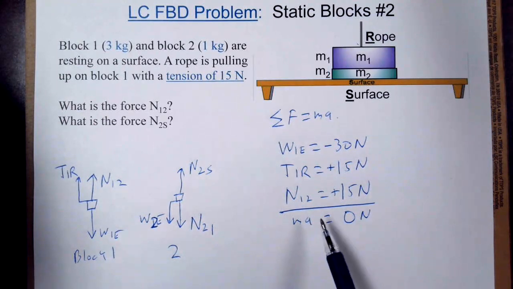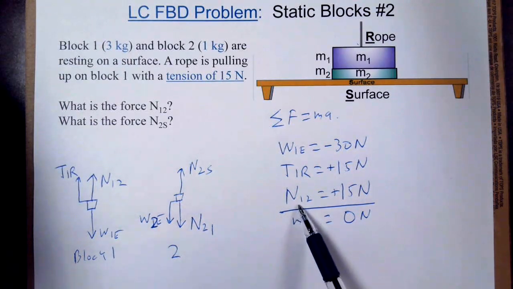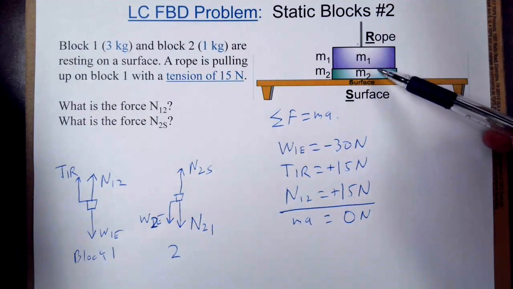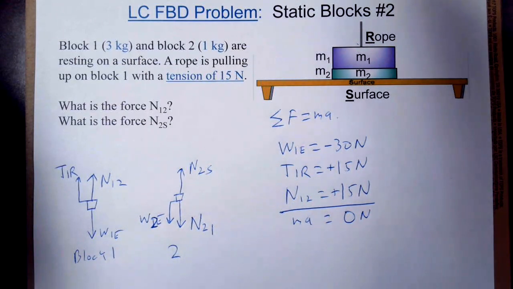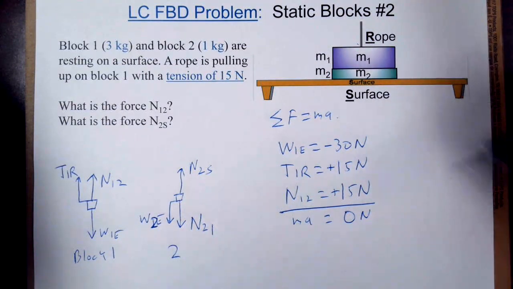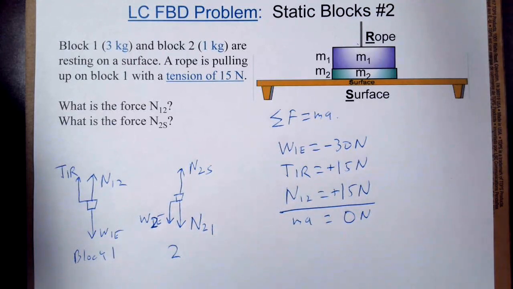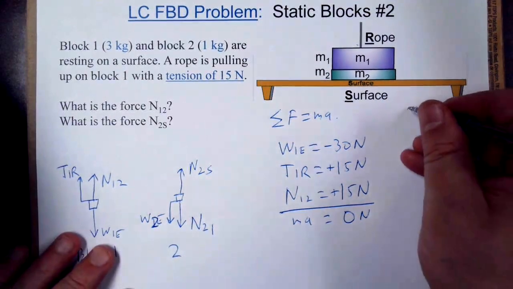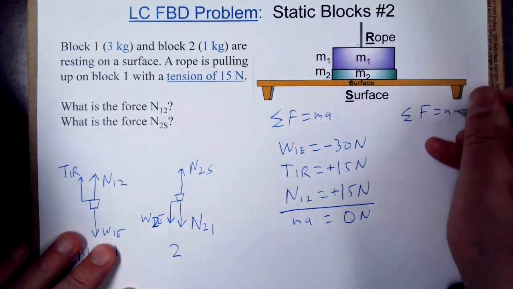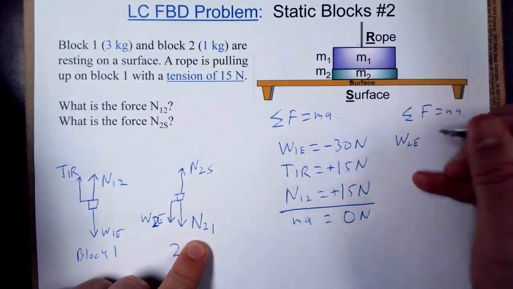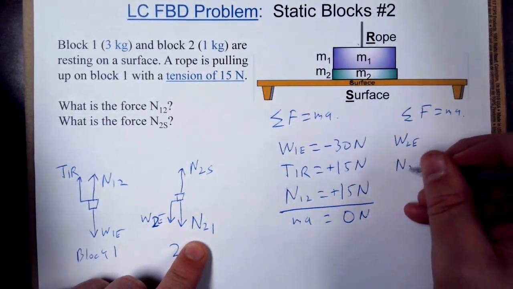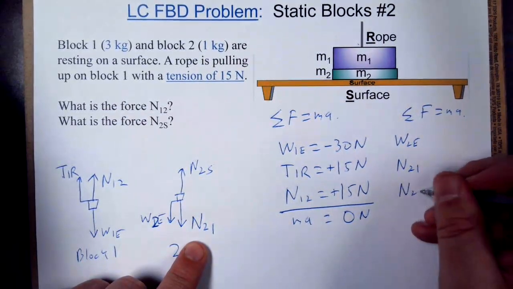Well, we can now use the third law of motion because we know that N_12, the force that block 2 is pushing up on block 1, is 15 newtons. So that means the force that block 1 is pushing down on block 2 is negative 15 newtons. So we know that right away. Now the only thing that we don't know is N_2s. So we add up all of our forces here for block 2. We have W_2e, we've got N_21, and we've got N_2s.